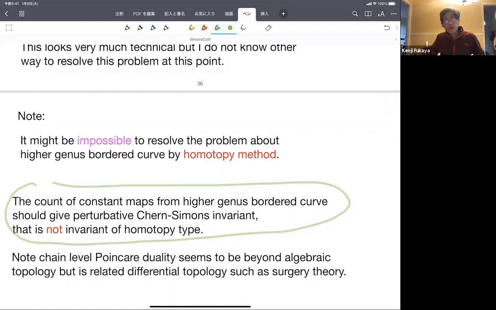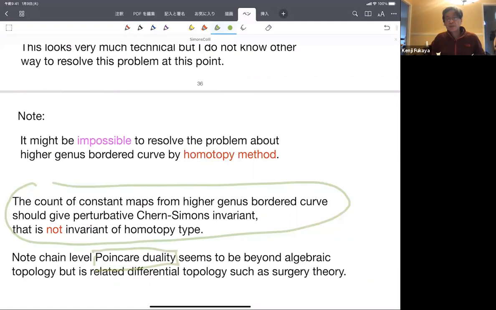And this homotopy method somehow means replacing L by its chain model. But if you replace L by a chain model, it seems likely we forget the Chern-Simons invariant. So at least we have to replace L by some chain model which can remember the perturbative Chern-Simons invariant, to go to higher genus by homotopy methods. That I think is a bit hard to do. And also about Poincaré duality, in our business, Poincaré duality is a delicate issue in algebraic topology, because Poincaré duality is not so much an invariant of algebraic topology.